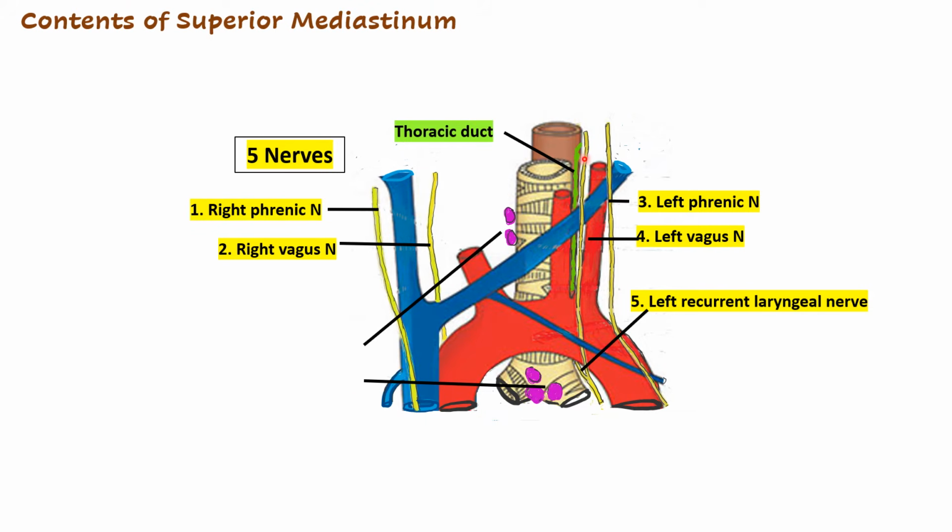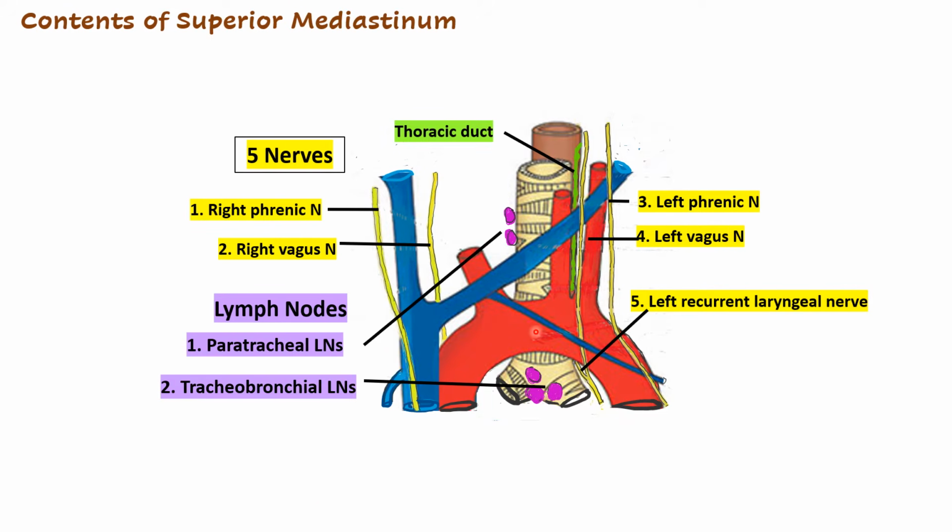Now what else we have? We have thoracic duct. So thoracic duct, if you remember, carries most of the lymph from our body and is going to drain into the neck at the junction of left internal jugular vein and the left subclavian vein. So that's why it also has to ascend up in the superior mediastinum. You can see in the groove here just next to the trachea and the esophagus.